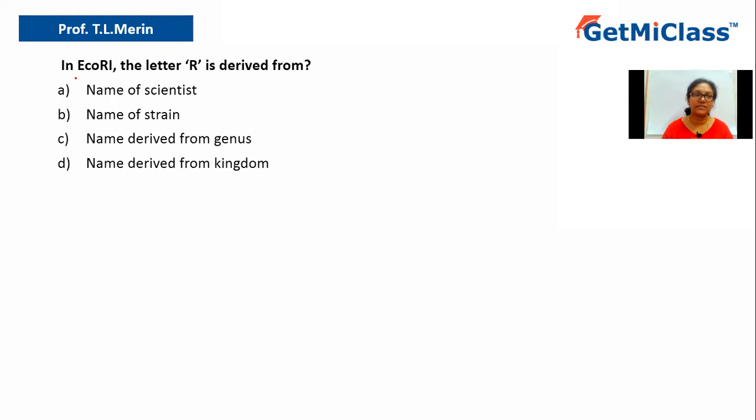Let's solve this question which says: in EcoR1, the letter R is derived from option A, name of the scientist; option B, name of the strain; option C, name derived from genus; option D, name derived from kingdom. So let us understand the question. It says in EcoR1 the letter R, they are asking, the letter R is derived from. So first of all, what do you mean by EcoR1?